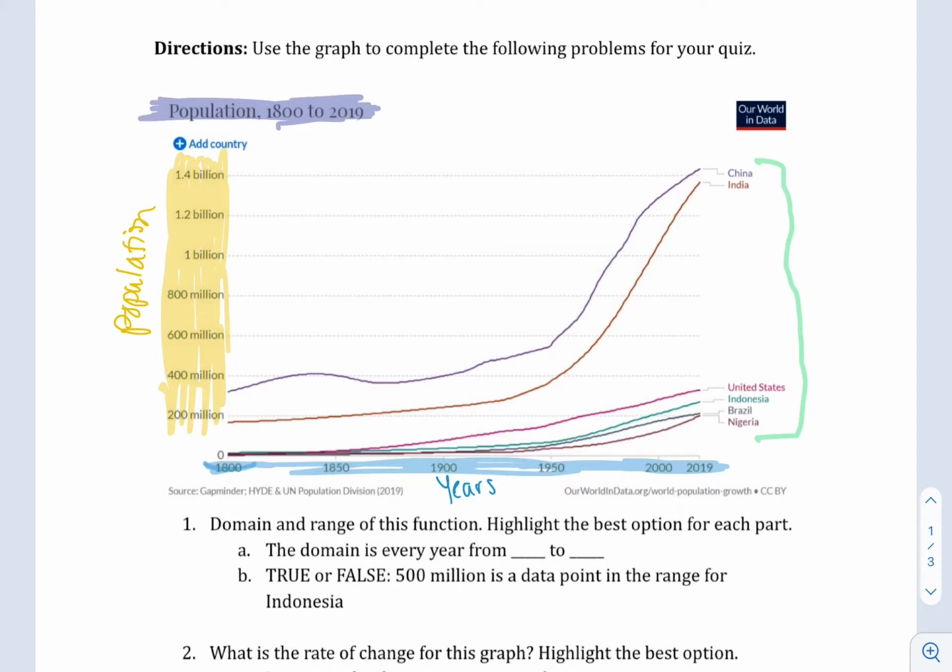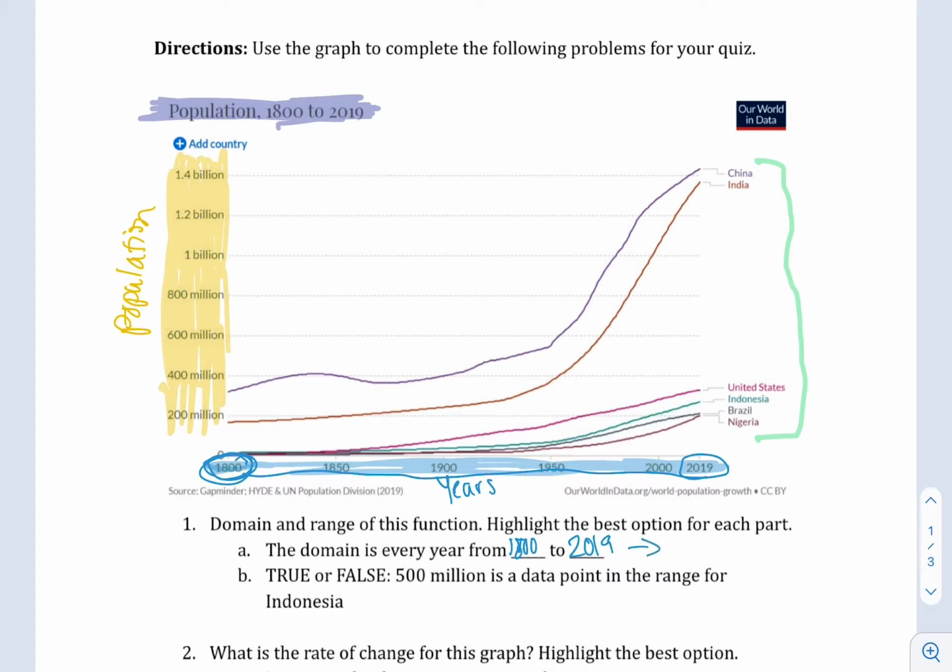Okay. So the first thing we want to look at is the domain and range of this function. The domain is going to be the same for every single line that we have here because they all extend across the same points on the x-axis. And then the range will have to focus on a specific line. So for the domain, I'm going to look at my x-axis and say, all right, we start in 1800. So we're going to be from 1800. There we go. That's a horrible 8. And we go all the way, every single line goes all the way until 2019.